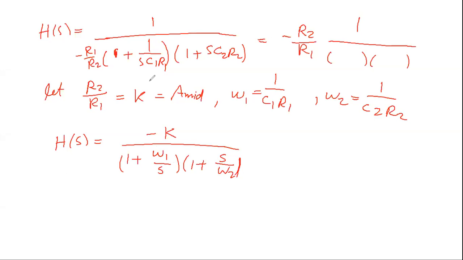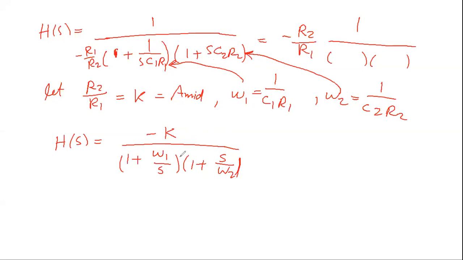So here I just assume that omega 1 is 1 over C1 R1 and omega 2 is 1 over C2 R2, and I substituted omega 1 here and omega 2 here. So I removed 1 over C1 R1 and replaced it with omega 1, so you have omega 1 over S. And I replaced 1 over C2 R2, so this is going to be 1 over omega 2, right? So it's S over omega 2. And K is R2 over R1 with the negative sign.